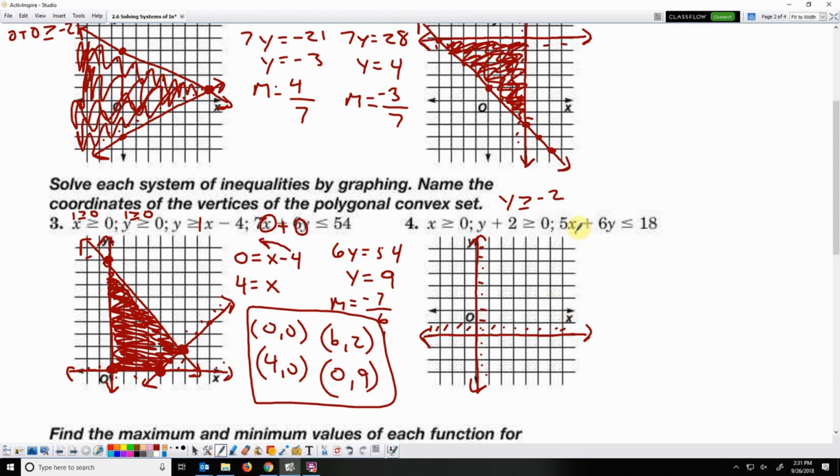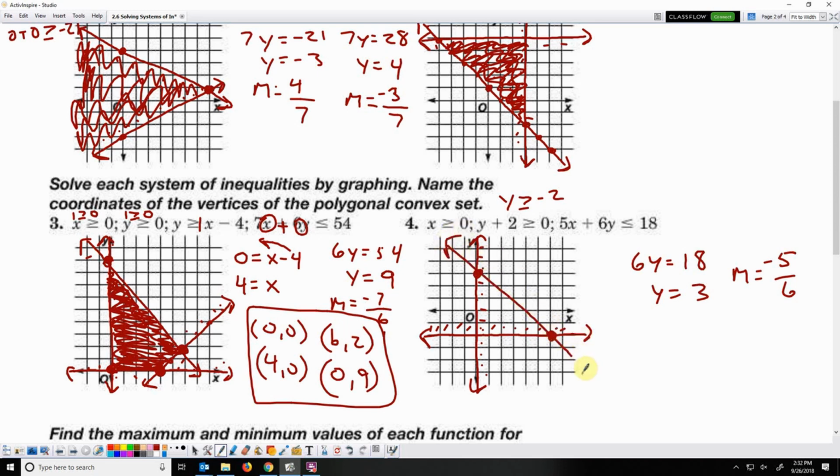And last, 5x plus 6y is less than or equal to 18. So if I put in a 0 for x, I get 6y is 18. So y is 3. So there's my y-intercept. 5 does not go into 18, so I'll check the slope. Opposite of a is -5. b is 6. So -5 over 6. 1, 2, 3, 4, 5. 1, 2, 3, 4, 5, 6.